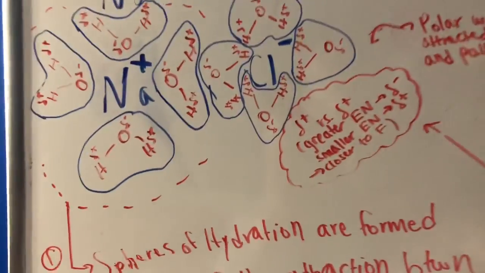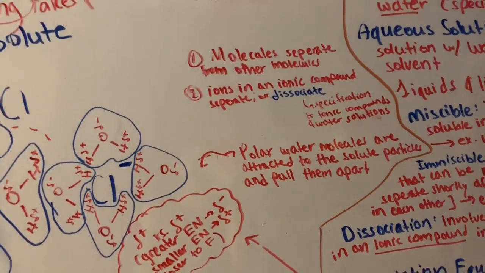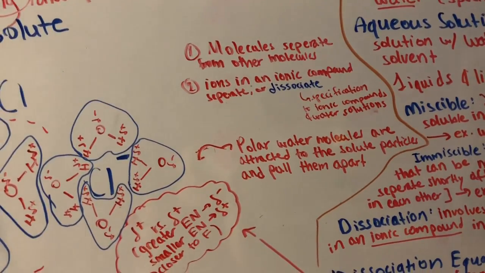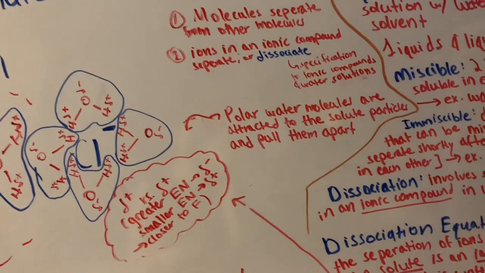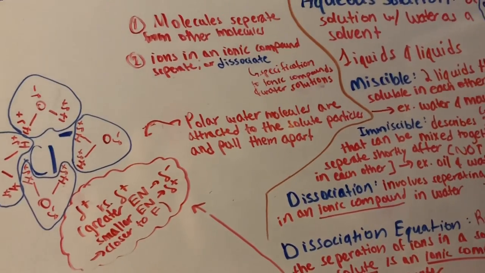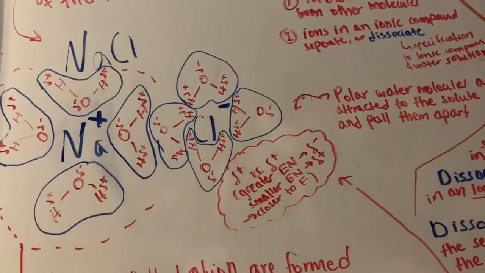Polar water molecules are attracted to the solute particles and pull them apart, as you can see here, as just a generalization of it. So if these are solutes, molecules will separate from other molecules, and ions in an ionic compound will separate, or dissociate. Dissociate is the same thing as separate, except it's specific to ionic compounds in water as the solvent.